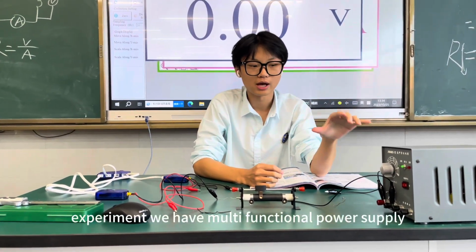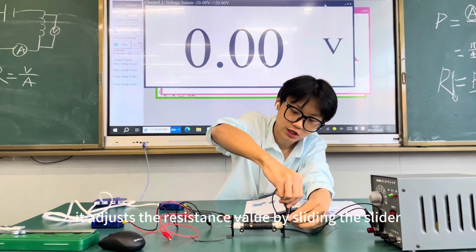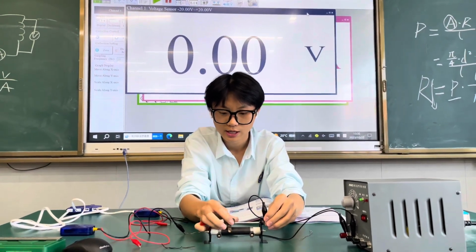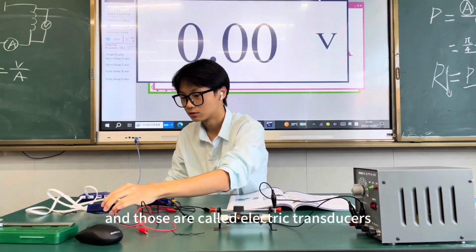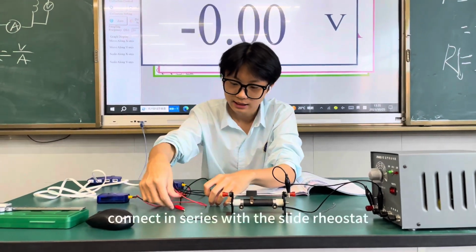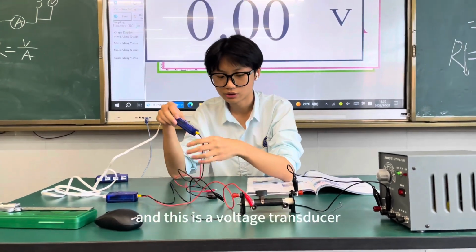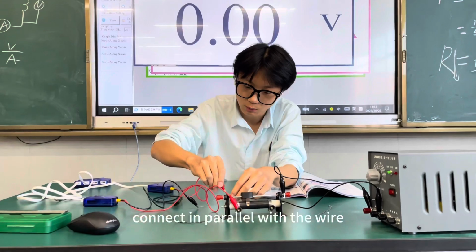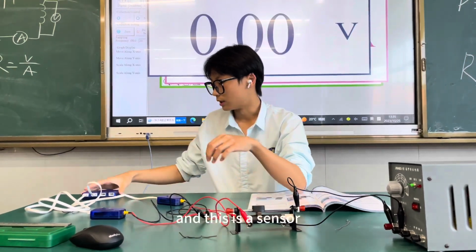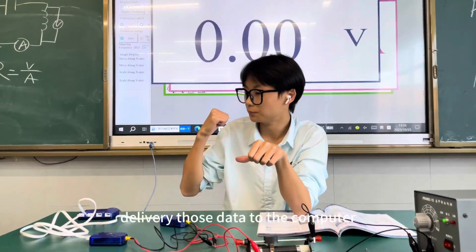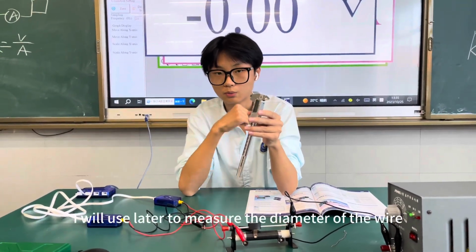Okay, for this experiment, we have a multifunctional power supply connected with the slide rheostat. It adjusts the resistance value by sliding the slider and is used to control the magnitude of current or voltage. And those are called electric transducers. This is a current transducer connected in series with the slide rheostat. And this is a voltage transducer connected in parallel with the wire. And this is a sensor delivering those data to the computer. And this is a digital caliper. I will use it later to measure the diameter of the wire.